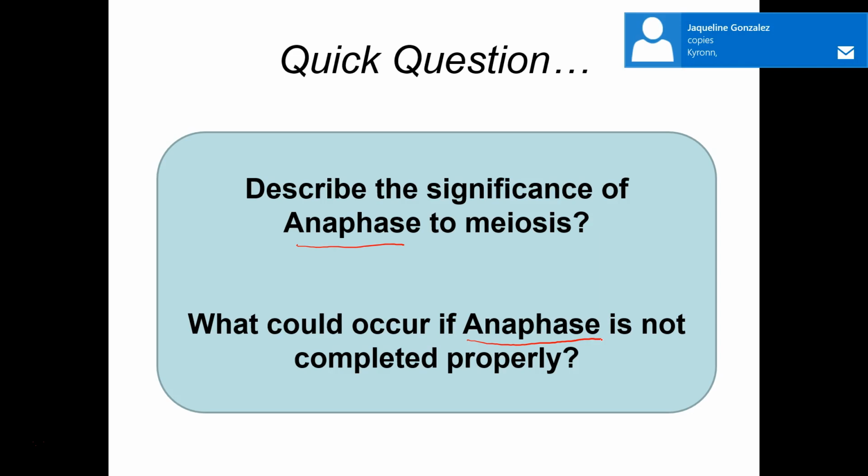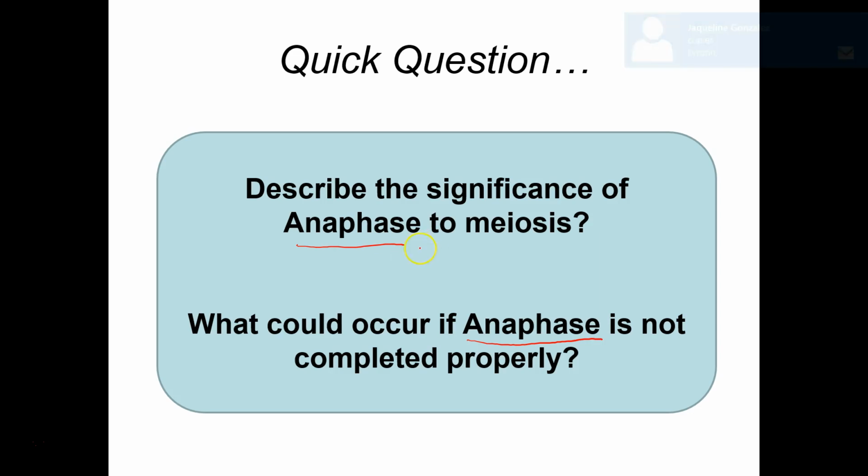Okay, so you've had a little bit of time to think. Remember, anaphase is when the chromosomes split and go to the poles of the cell. So you've got your little chromosomes here. This is our cell, and they're moving towards the sides of the cell. These guys are going to move out. And what could occur if anaphase is not completed properly?